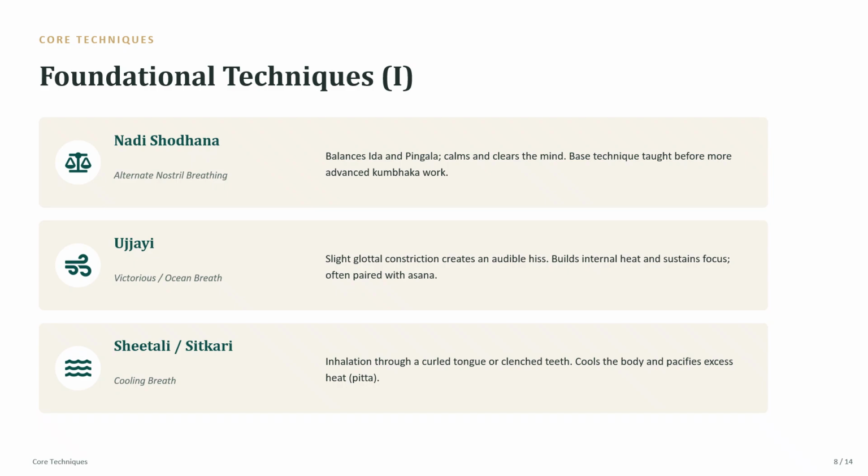Next is the Ujjayi Pranayama. This pranayama creates a hissing sound. It is called the victorious or ocean breath, which is basically done to calm your mind. This Ujjayi Pranayama is not practiced in the beginning.